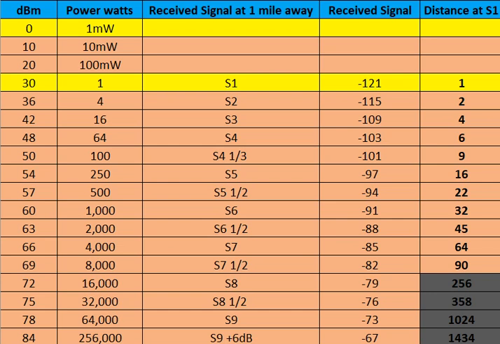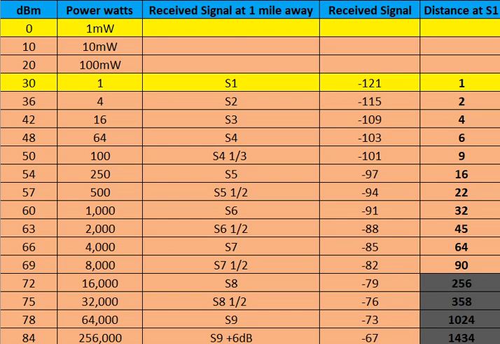Doesn't seem worth it, right? Well, let's look at it a different way though. Let's look at the chart on the right. Distance, if the signal stays S1, meaning I'm going to keep the signal at S1. I'm going to say the noise floor is nice and clean and low, and I just want a readable station at S1. It's barely readable, but it's there.